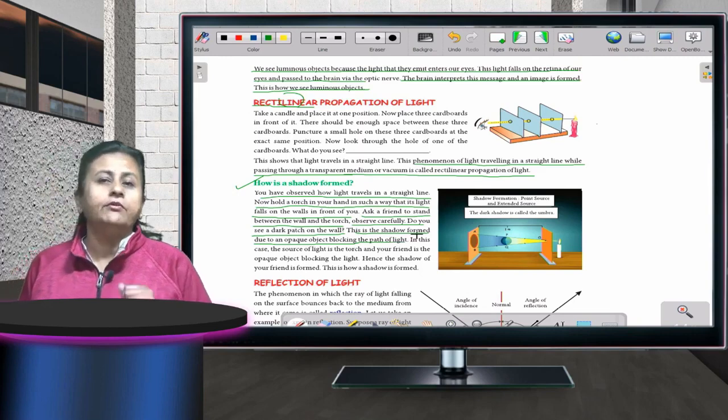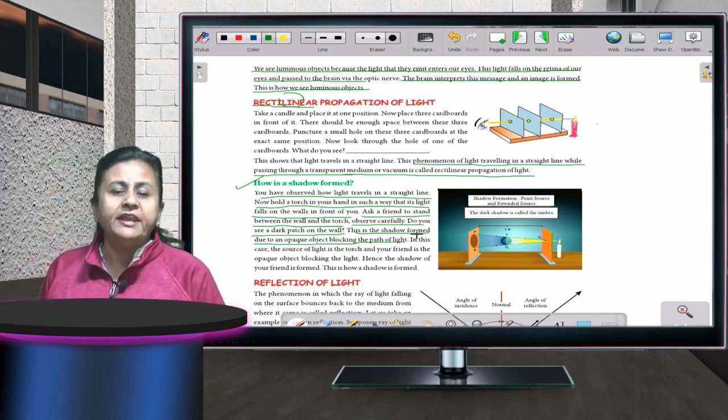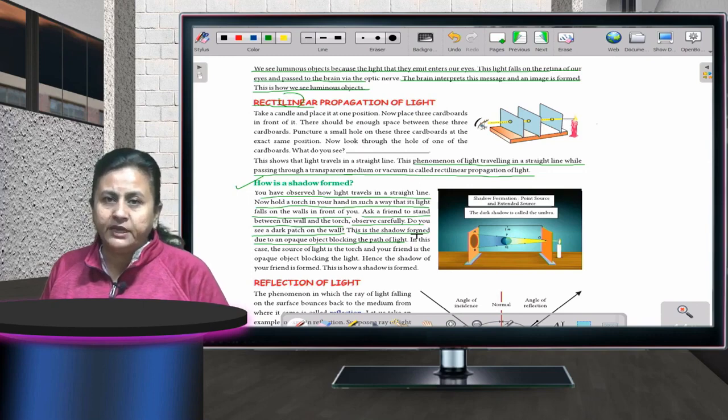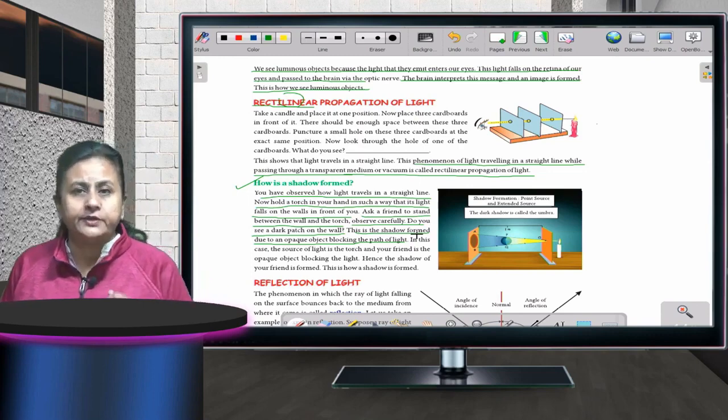See children, how is a shadow formed? Whenever any object comes in between the source of the light, it blocks the light, then a shadow is formed. A shadow is a dark portion which you can see.